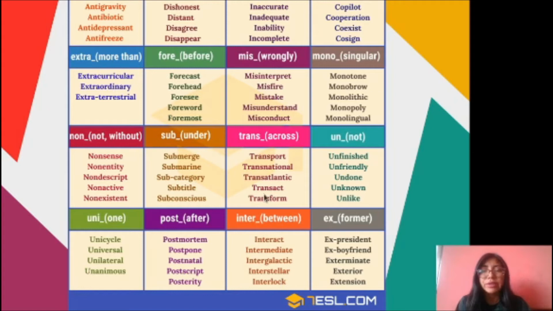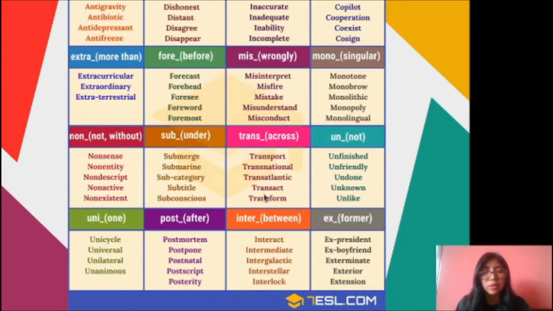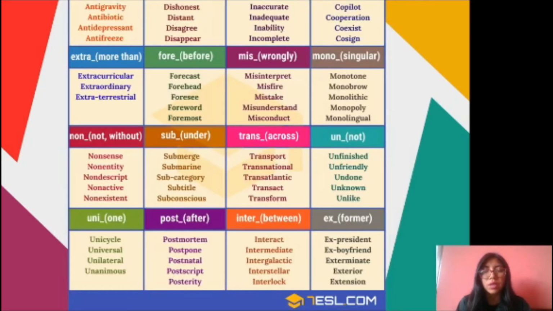Here you have a list of prefixes. As you notice, we have a lot of prefixes, okay, in order to create new words. But we are going to check some in order to understand better, okay? For example, anti means against. Social, antisocial, okay? That is the opposite.